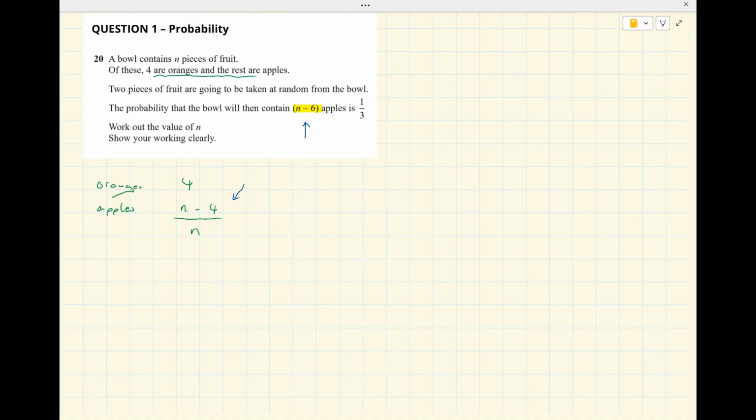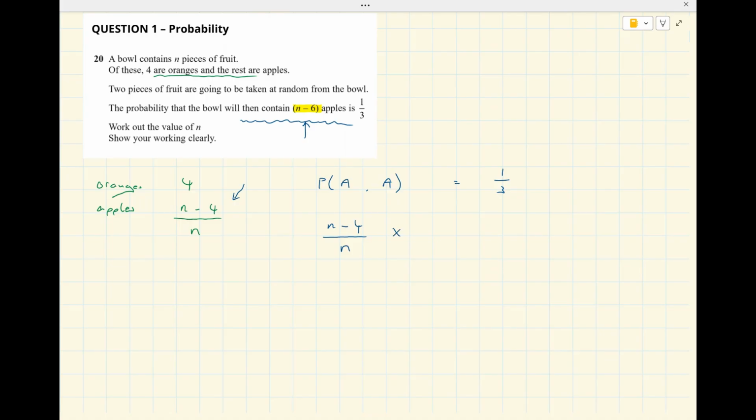So when it says the probability that the bowl will then contain n minus 6 apples is a third, what it really means is that the probability of choosing an apple followed by an apple is a third. And that's where our equation is going to come from. Now, when we come up to the bowl to take the first piece of fruit, there are n minus 4 apples out of the n pieces of fruit. So the probability of the first one being an apple is n minus 4 over n.